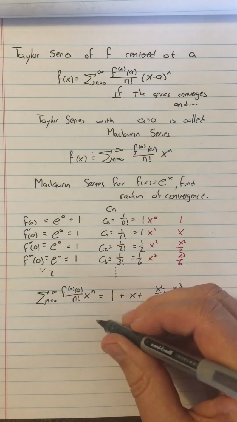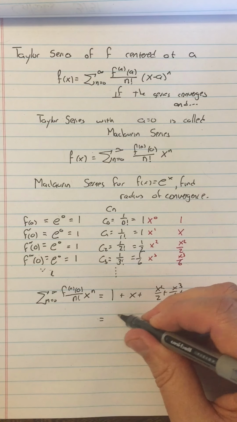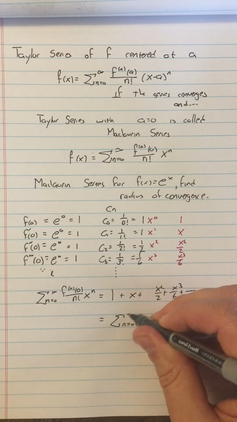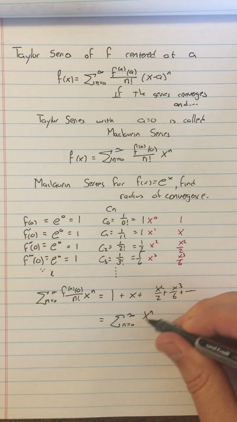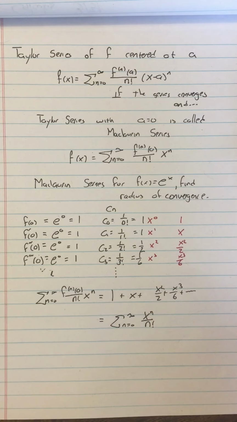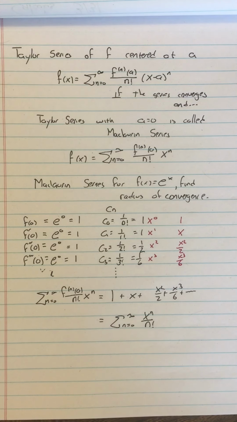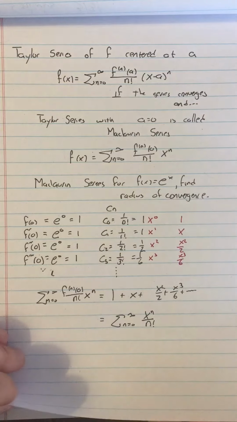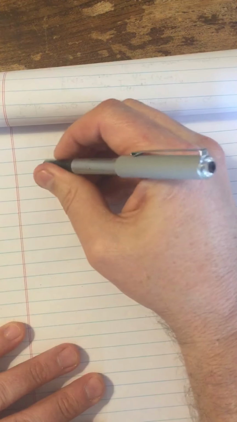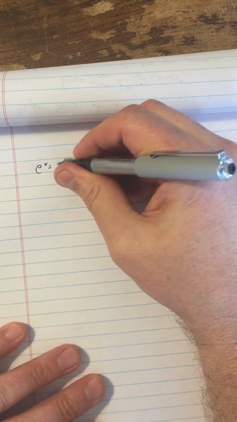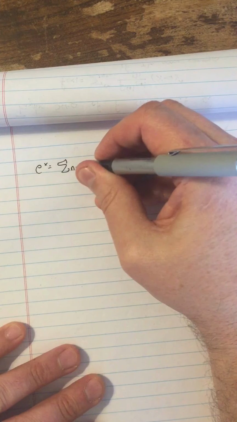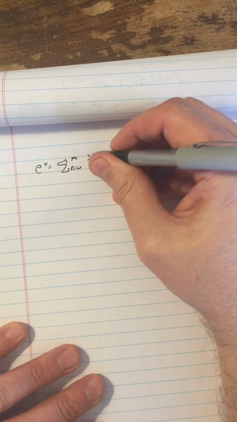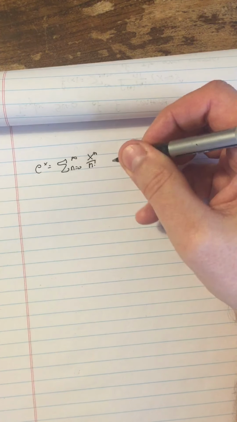And I want to write that as a nice formula, so I say that equals the sum from n equals 0 to infinity of x to the n over n factorial. All right, so that's what the Maclaurin series is. Now, if I want to find the radius of convergence, when it converges, I have e to the x equals the sum from n equals 0 to infinity of x to the n over n factorial.